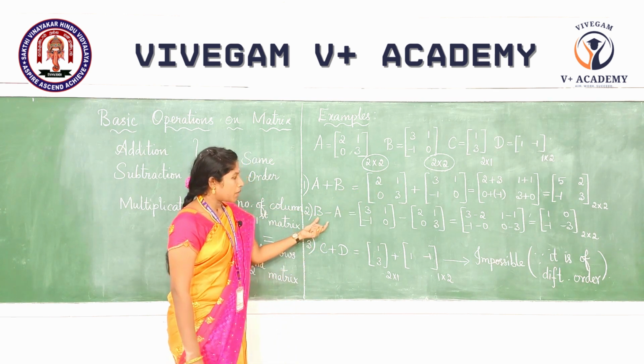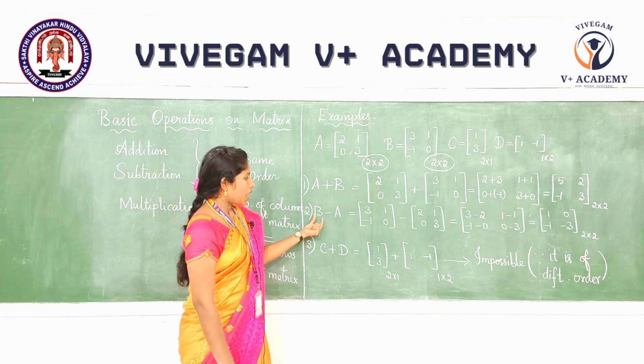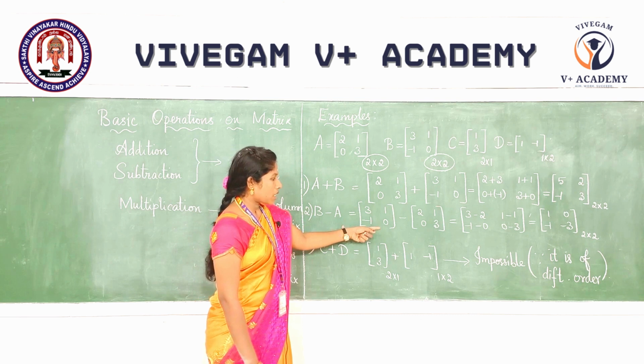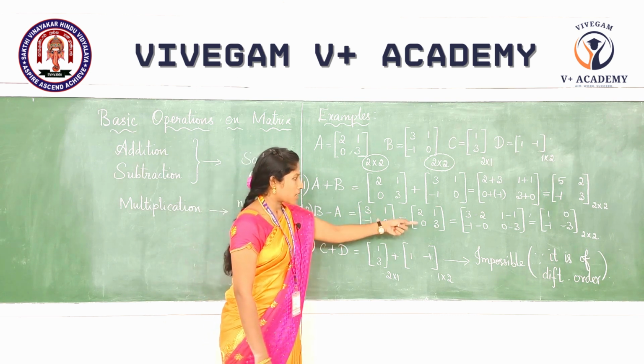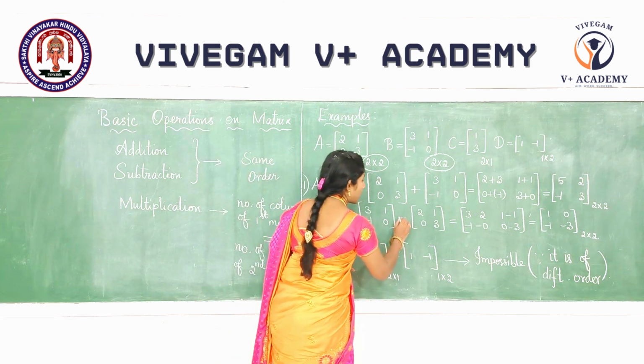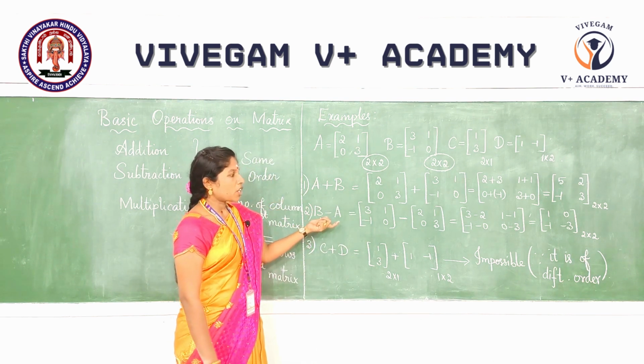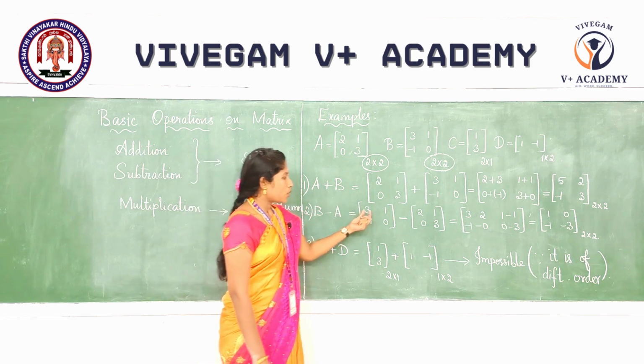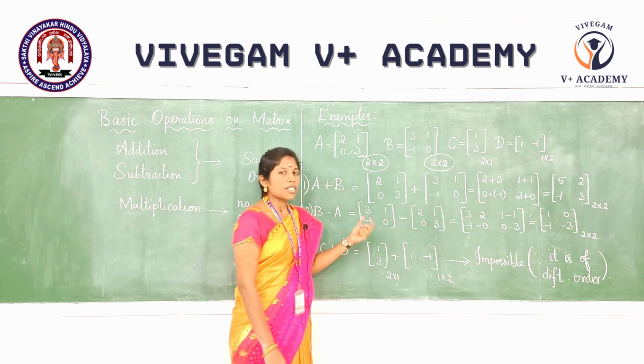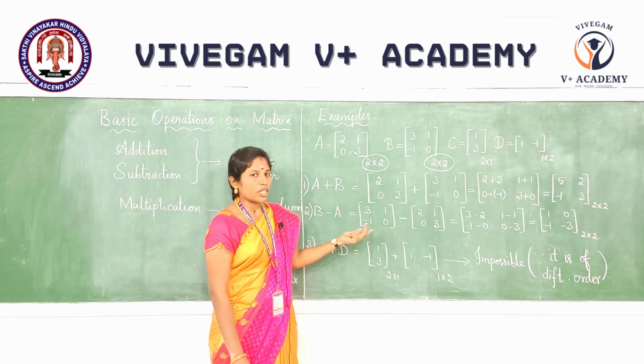Now I am going to find B minus A. From B I am going to subtract the matrix A. So you have to write the B matrix first, minus the A matrix. Now, the same way we did the addition previously, you are going to do the subtraction. Now the corresponding elements have to be subtracted. Instead of addition, you are doing the subtraction.